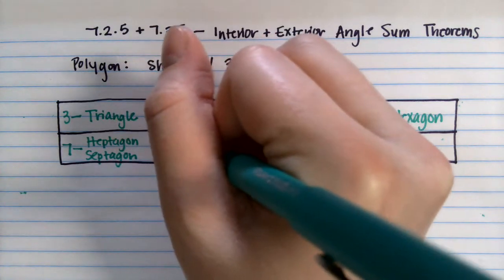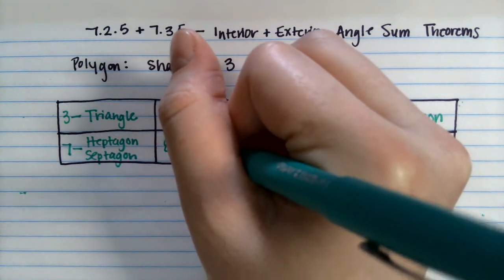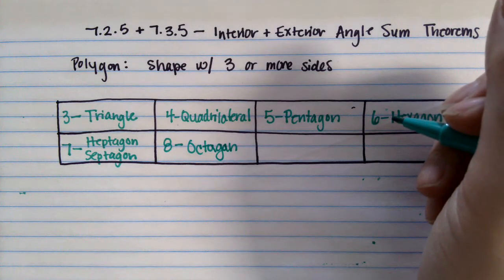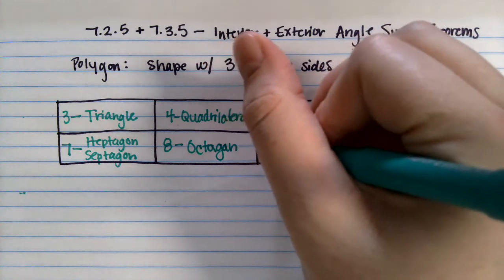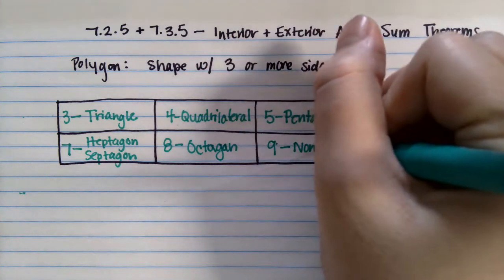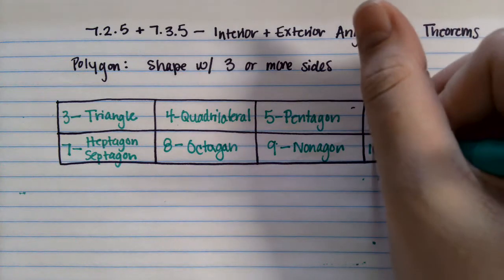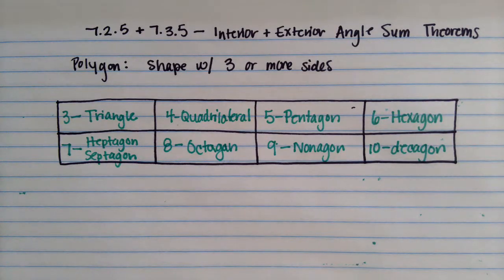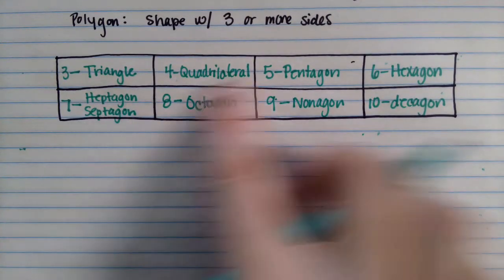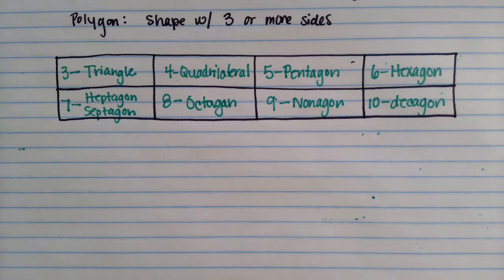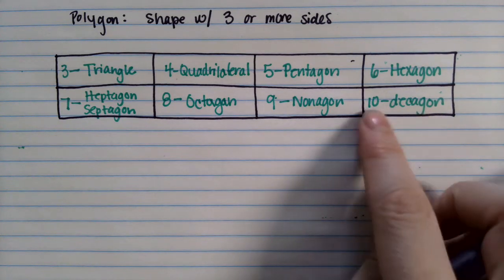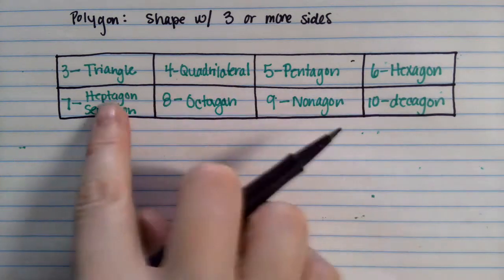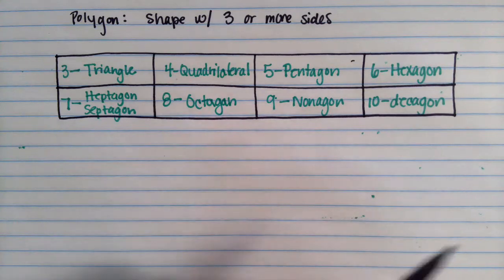8 is an octagon. 9 is a nonagon. And 10 is a decagon. And so you do have to know all of these in case it asks you, like, what are the angles in a decagon? You have to know that they have 10 sides. I'd highly recommend using flashcards so that you have these memorized.